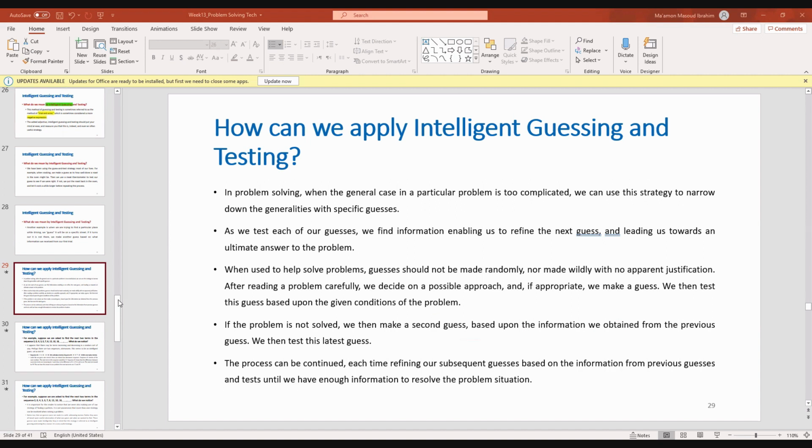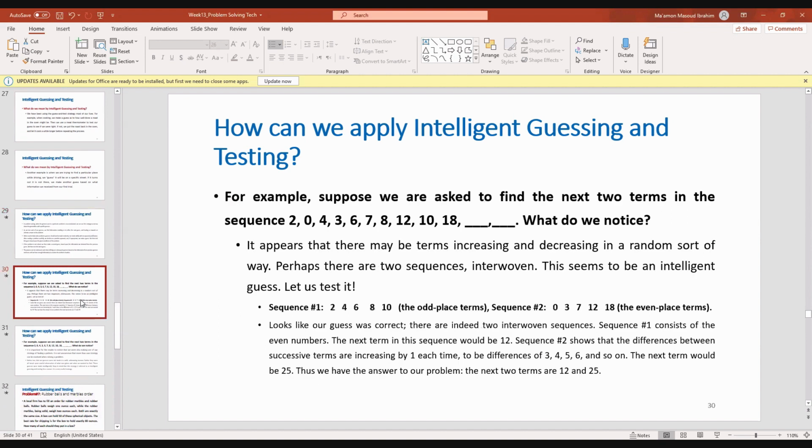Let's take a look at this example. This is our example here. Now we want to know what is the number here and here. For this sequence we have 2, 0, 4, 3, 6, as you can see here. We have these numbers, and we want to know what is the number here and here. So let's look at the solution.